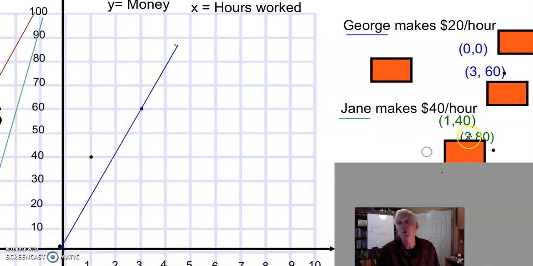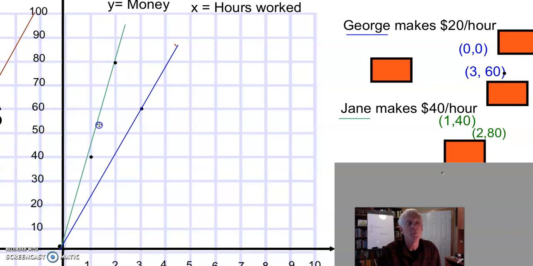I asked you then also, what if Jane worked for 2 hours? Well, if she worked for 2 hours, she would make $80. Now that I have my 2 points, I can put a line on there for Jane. And whenever I want to see how many hours she works, I can figure out how much money Jane makes. So I put Jane's line right up there. So the question we asked again is, is George ever going to make more money than Jane?